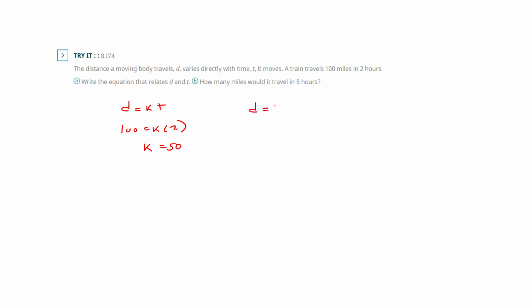So here's my real formula. This is how they're interacting with each other directly, and this constant of 50 is in there. Now, how far would we go in 5 hours? So let's just multiply that by 5. Our distance then is 250 miles. Just multiplied that out.